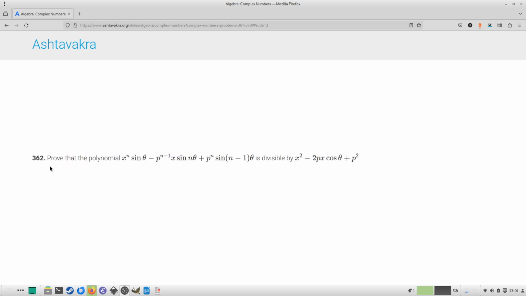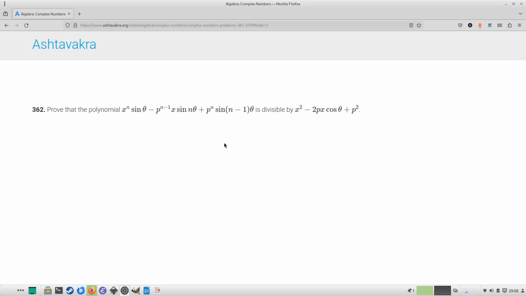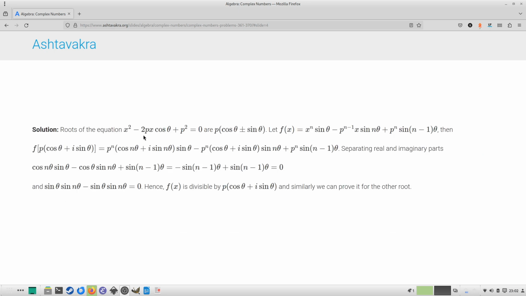Question 362 says that prove that the polynomial x^n sin theta - p^(n-1) x sin n theta + p^n sin (n-1) theta is divisible by x^2 - 2px cos theta + p^2. So if you factorize or find the roots of x^2 - 2px cos theta + p^2 = 0, then the roots are p(cos theta ± i sin theta). And we let f(x) be our given polynomial.